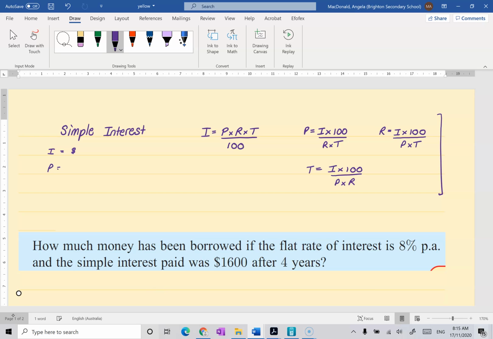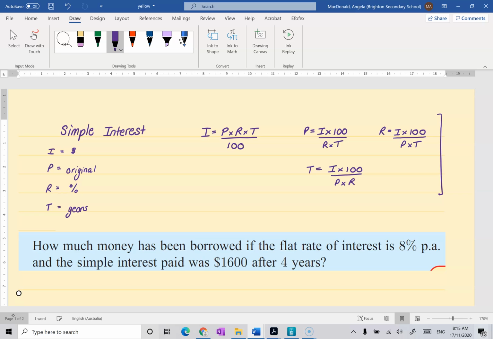P, we all know by now, hopefully, is the original amount that you invest or borrow. So it stands for the principal. Rate is your interest rate. That has to be in percentage, and we put that as a whole number. Don't divide it by 100 because that's already in the formula. And T is for time, but remember it has to be in years.